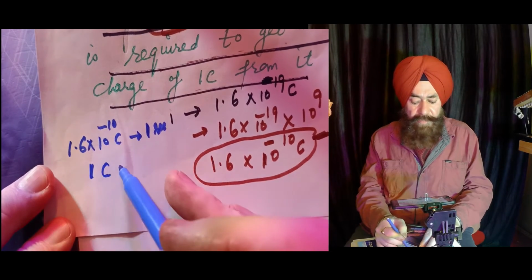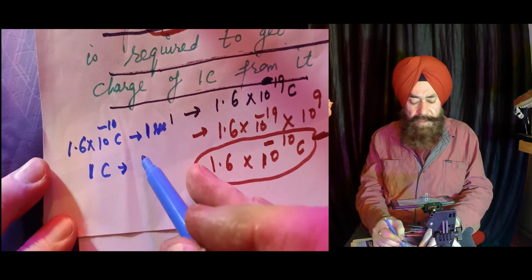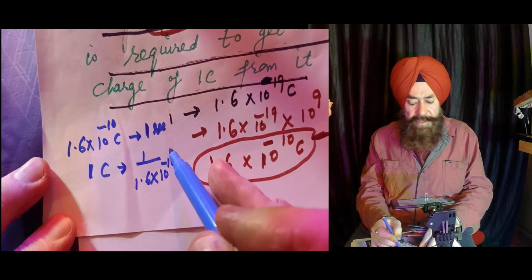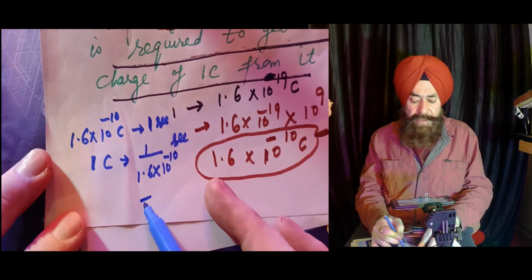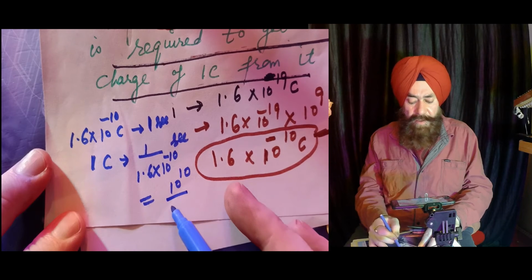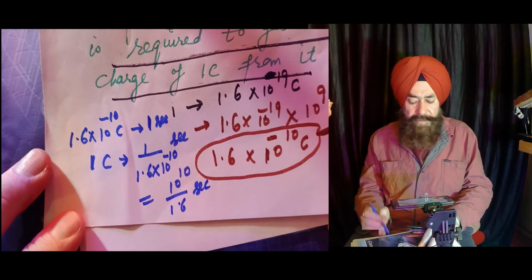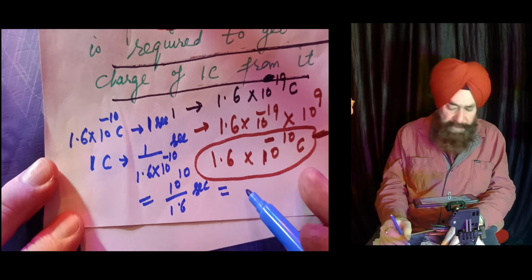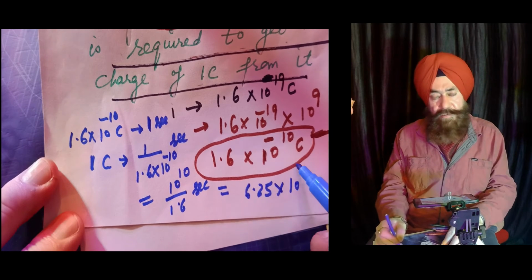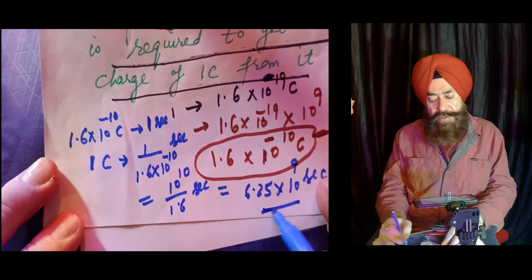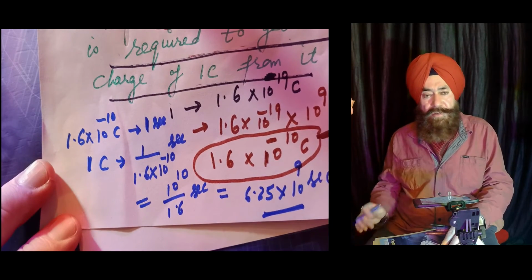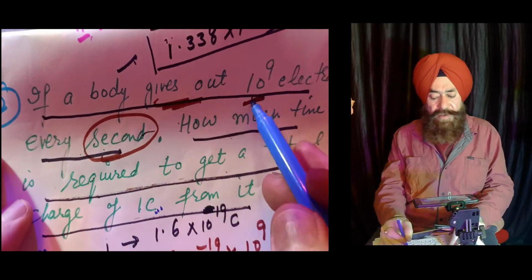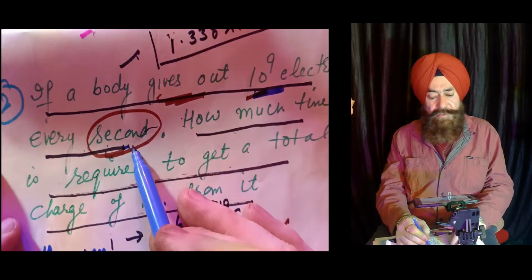And for 1 coulomb, the time required is 1 upon 1.6 into 10 raised to the power minus 10 seconds. So that is 10 raised to the power 10 upon 1.6 seconds. So the answer is 6.25 into 10 raised to the power 9 seconds. So this is the time required for giving a charge of 1 coulomb if it is giving 10 raised to the power 9 electrons per second. Okay.